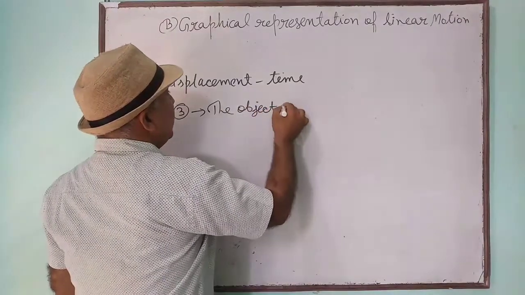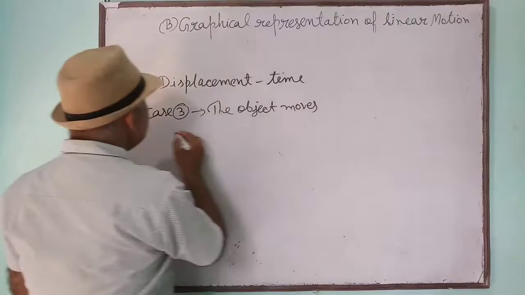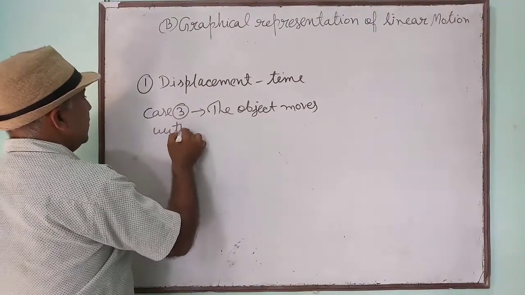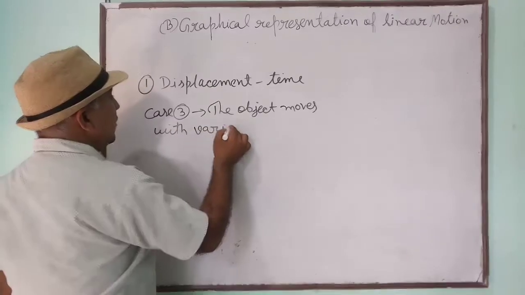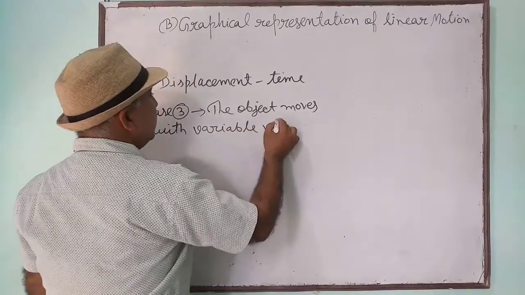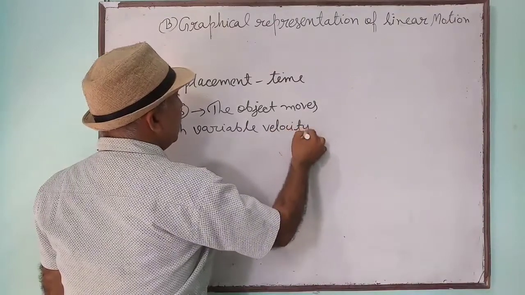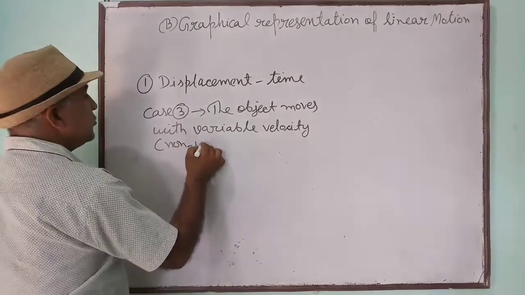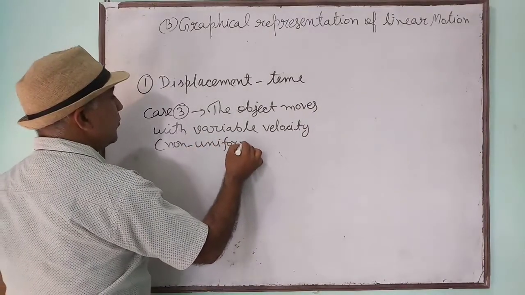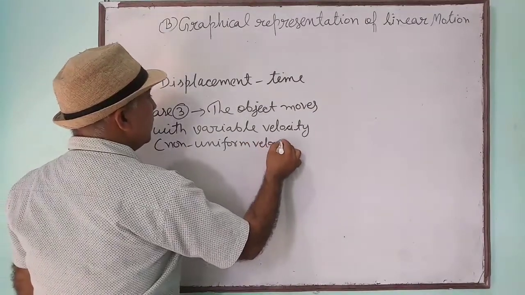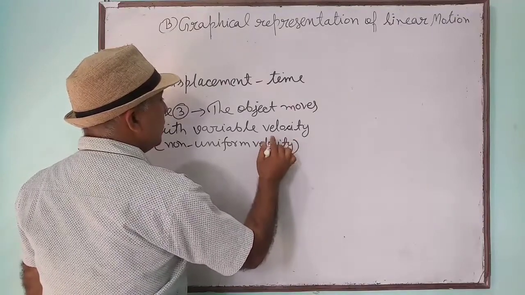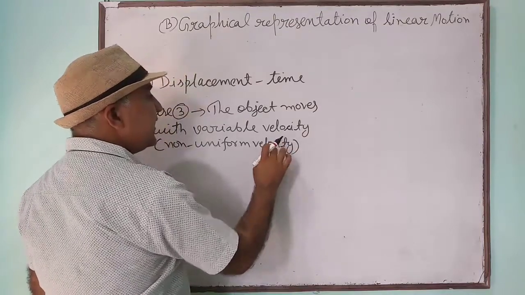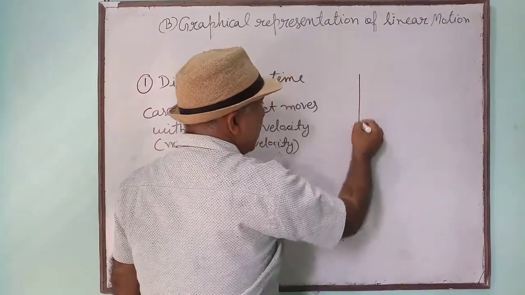when the object moves with variable velocity. Variable velocity means non-uniform. Non-uniform velocity means unequal displacement in equal interval of time. So see how to plot the graph.